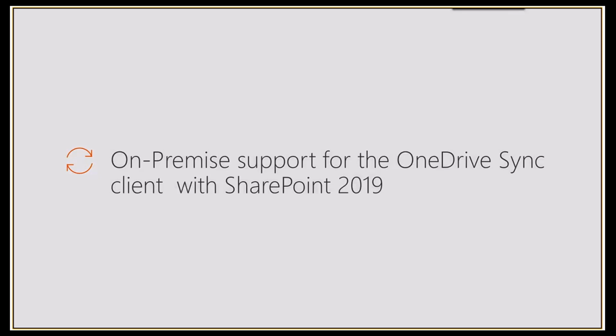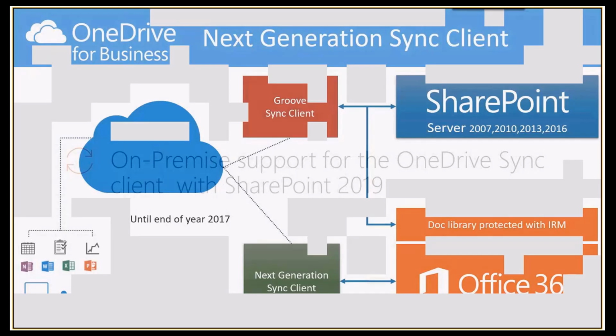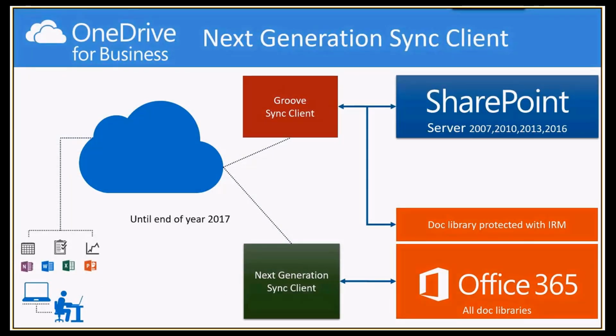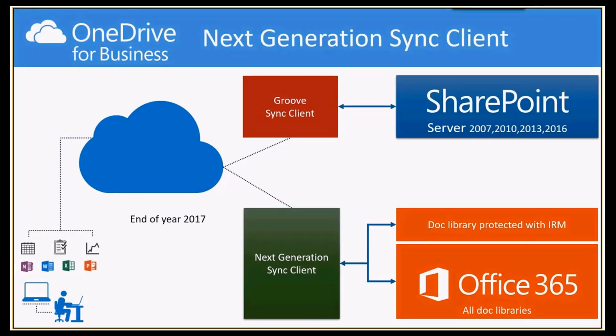Until the end of the year, the Groove thin client is used for SharePoint on-prem 2007, 2010, 2013, 2016. We still need the old Groove client for document libraries protected with IAM in Office 365. But that will change by the end of the year. Then they will have the document library protected with IAM in Office 365 with the next generation sync client. You will have that.